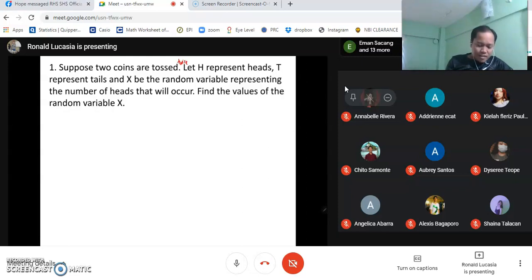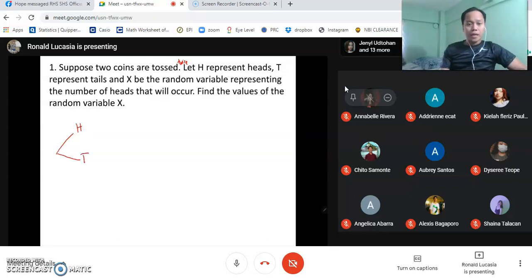So during the first toss of the coin, you have the probability of getting either head or tail. And then during the second, it could be either head or tail. Now remember, our random variable there is X representing the number of heads that will occur. Ang dami ng head na makukuha natin.